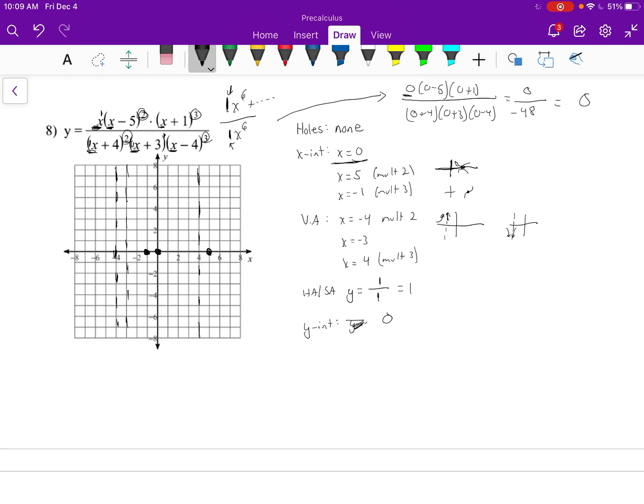We have a horizontal asymptote at y equals 1. All right, so there we have all that information. Now we're going to go ahead and graph this. We're going to graph it in red just so we see the difference here. And let's talk through this graph.